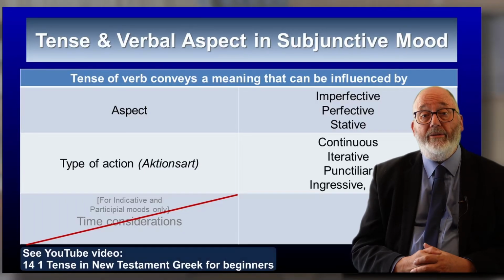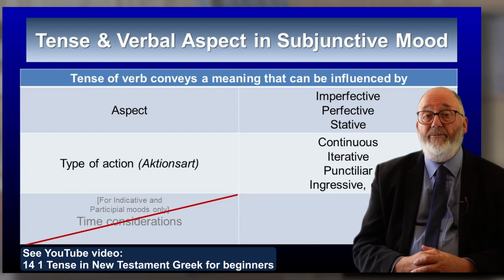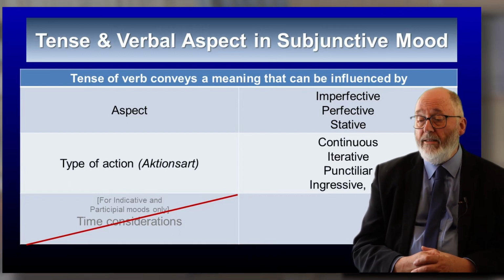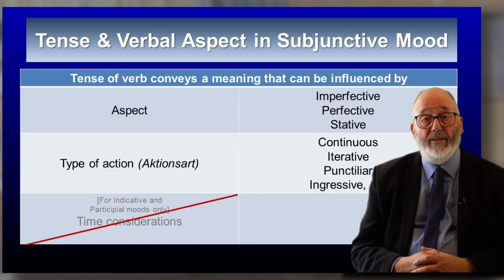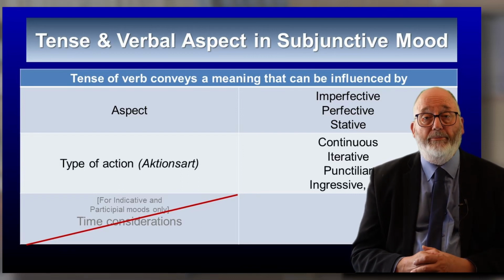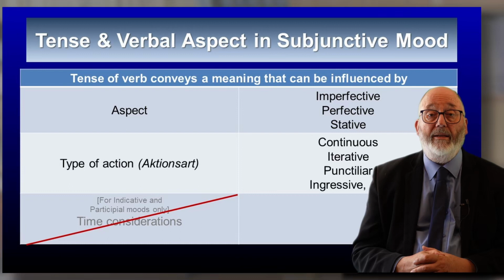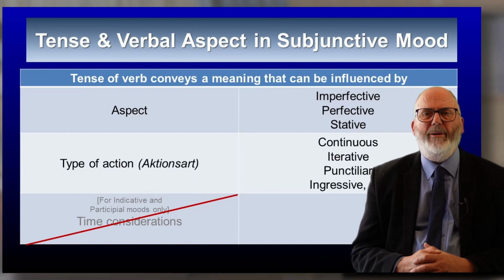Now, pretty much every subjunctive in Matthew is either present tense or aorist tense. In another lecture on tense, I point out that there are three things that influence how we interpret and understand the tense of a verb in the New Testament. There is aspect, there is type of action or Aktionsart, and with the indicative and participial moods, there is some consideration of time. You will see that I've put a big red line through considerations of time, because with the subjunctive and the infinitive, the difference between a present tense and an aorist tense is not a difference of time, but probably best explained as a difference in aspect.